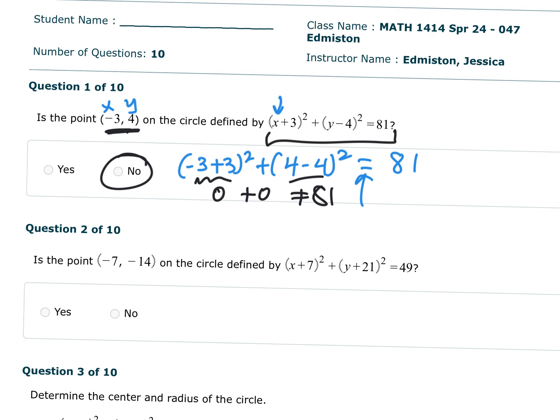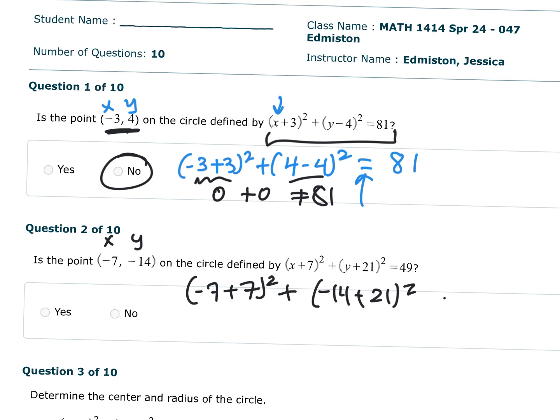I want to give you a moment to try number 2. Try to do the same thing on number 2. What do you think? Yes. Okay, good, yes. If I plug in x and y, this is what I get.